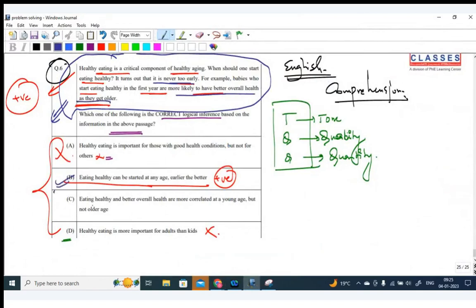So these are not the correct options, okay? So you can directly see, it is positive. If the passage is positive, your answer should also be positive, right? That you have to keep in mind.